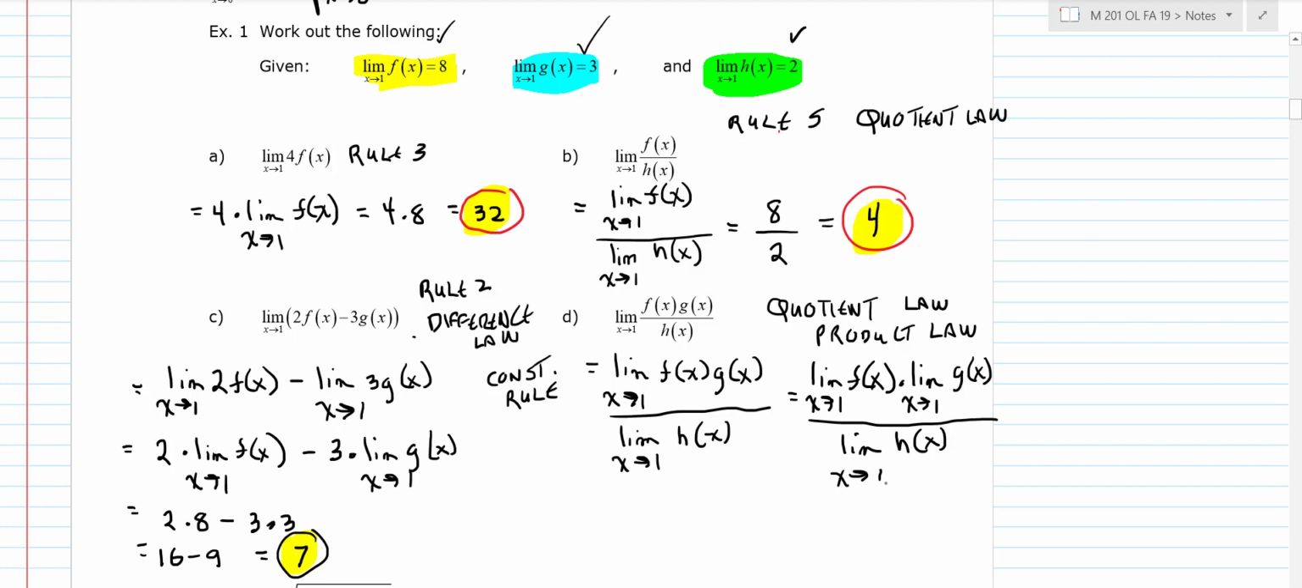Now these problems are easy to do because it's arithmetic, but the key thing is learning your laws. So the limit of f of x is 8. I gave that to you. Limit of g of x is 3. I gave that to you. Limit of h of x is 2. So you do 24 over 2. So that works out to be 12.